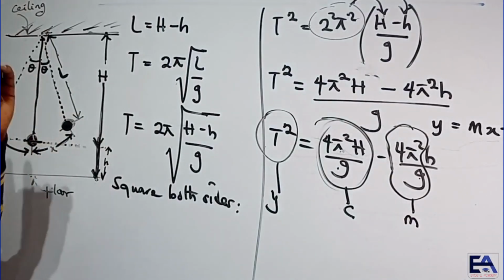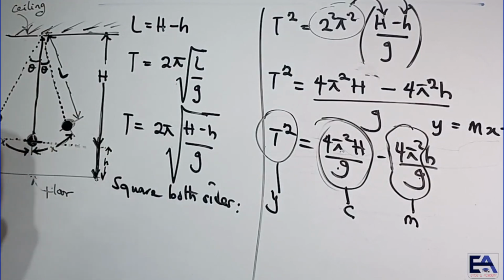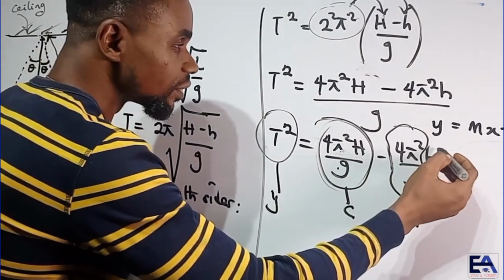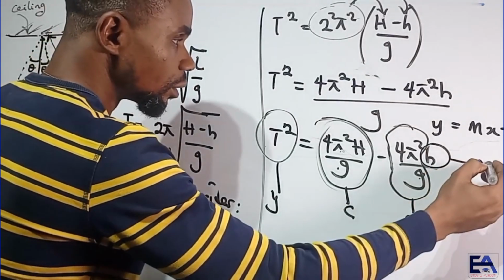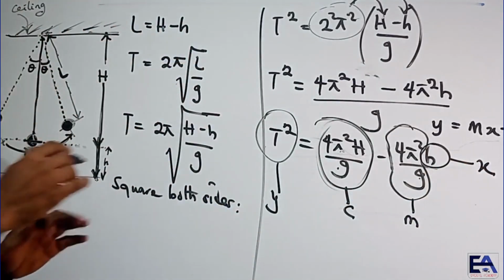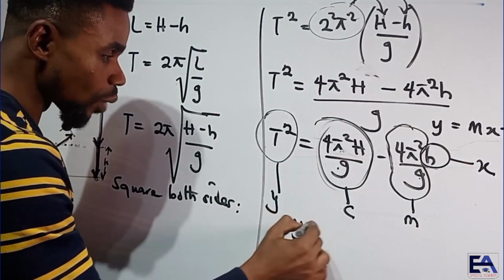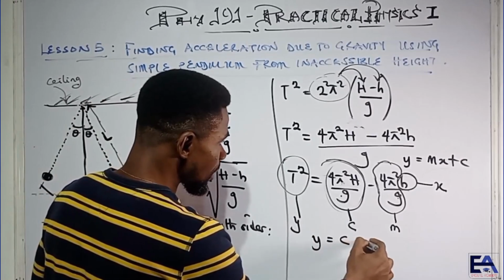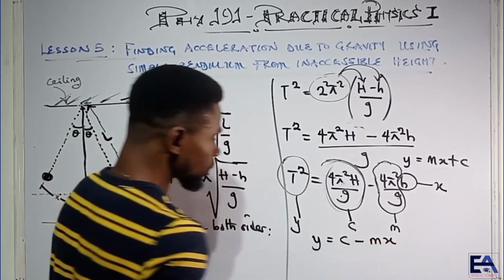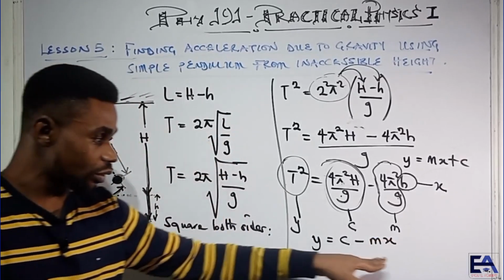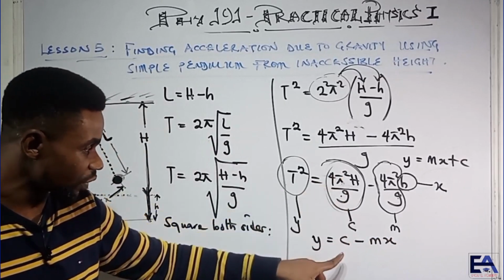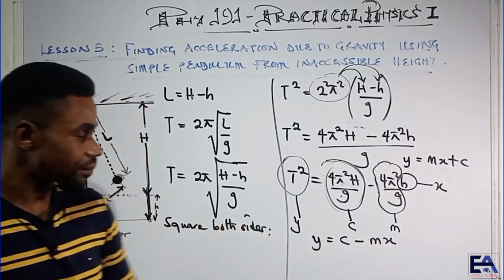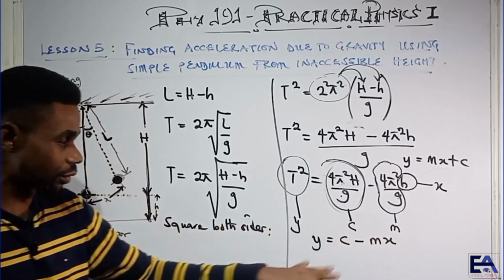Remember that from our second video. Slope is also a constant value. Then we have this one as the second variable, which is x. So we are having something that looks like y equals c minus mx. So this is what we are having as our equation of a straight line: y is equal to c, the intercept, 4 pi squared h over g, minus mx. That's what we are having in this condition.